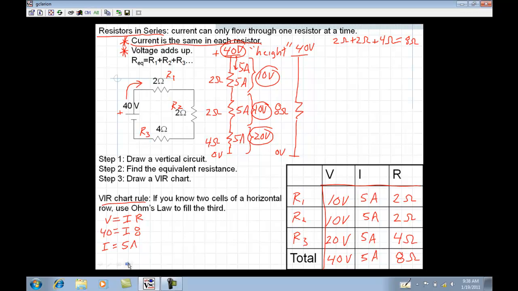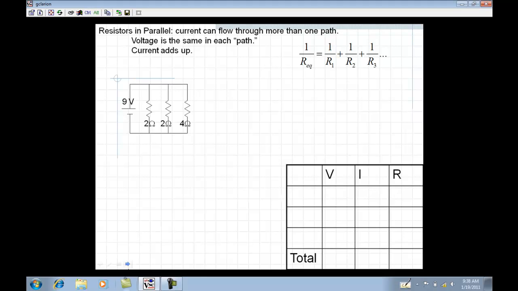So another example would be resistors in parallel. All right, so the math for this isn't nearly as neat or tidy as in the previous kind. So in resistors in parallel, the current can flow through more than one path. Voltage is the same in each path, and now we say current adds up or is distributed. The equation's a little different. Instead of just adding them up, we plug it into this equation there to find the equivalent resistance.